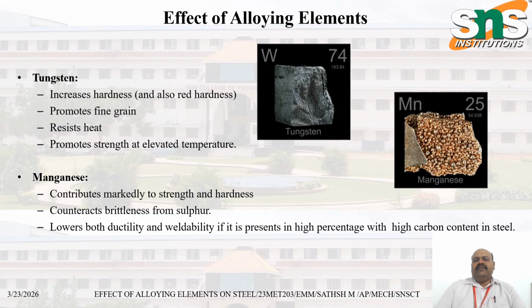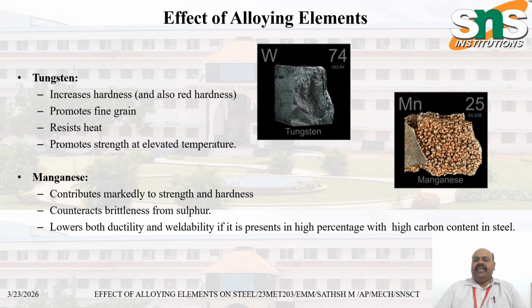So coming to the next alloying element, tungsten. It improves red hardness or hot hardness. It promotes fine grain, resists heat, and promotes strength at elevated temperature.